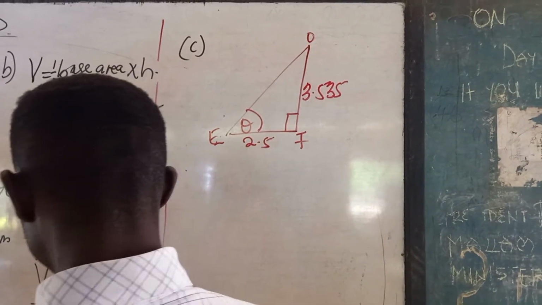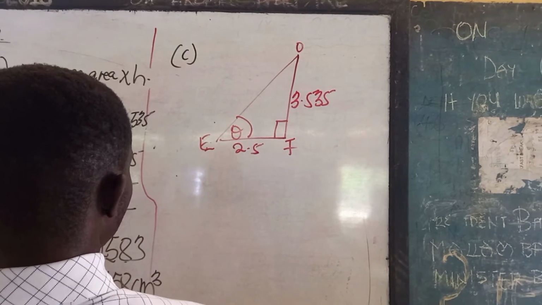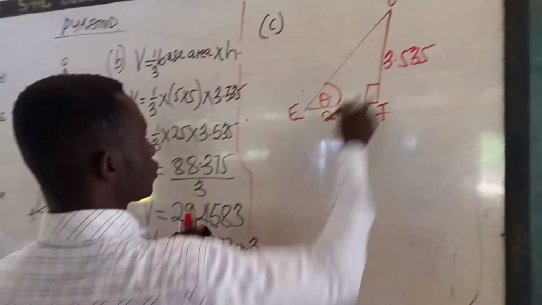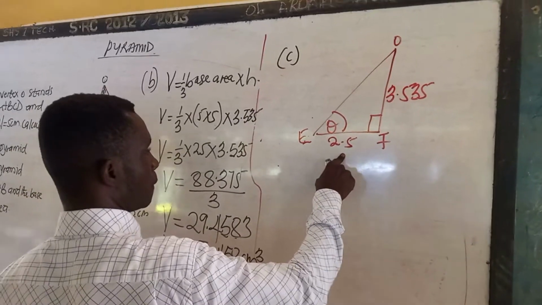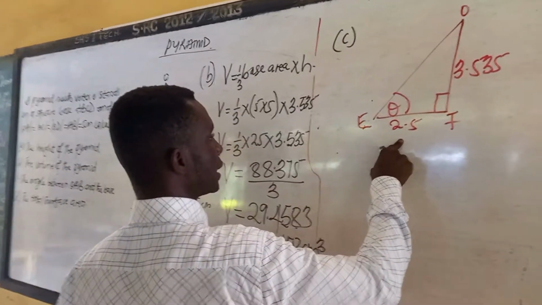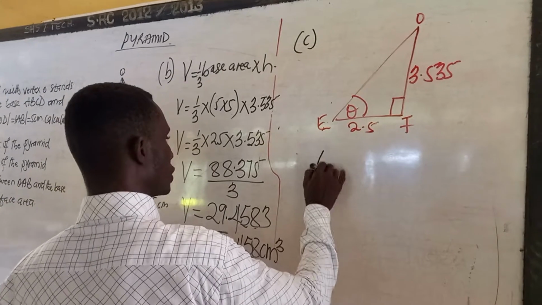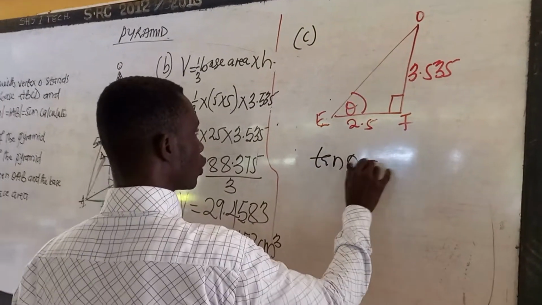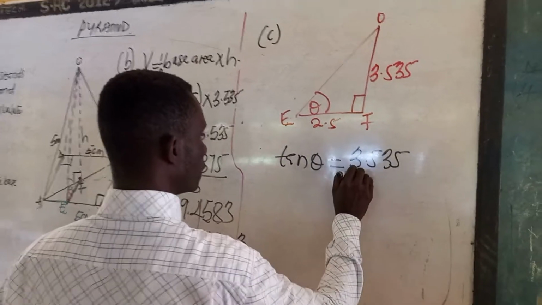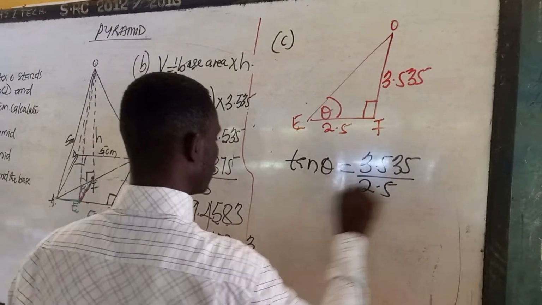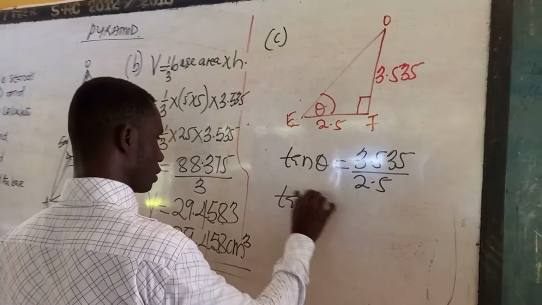3.535. So to get the angle, we use opposite over adjacent, so we use tan. Tan theta is equal to opposite, 3.535, divided by adjacent, 2.5.